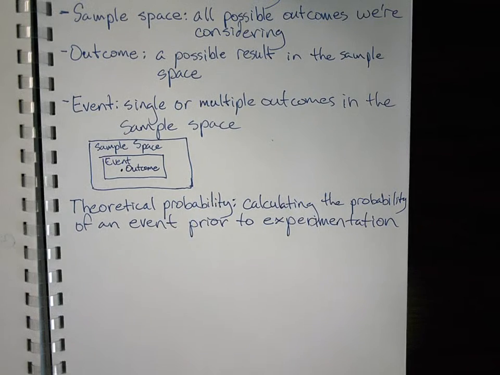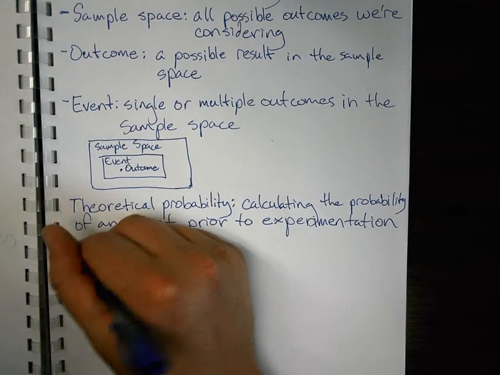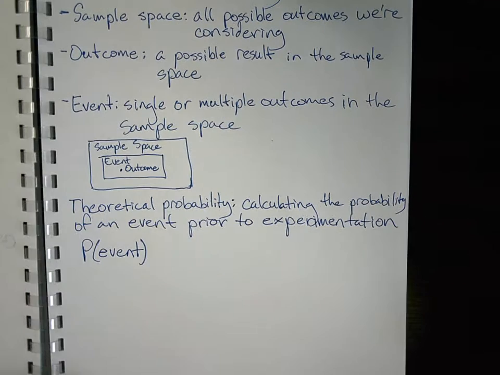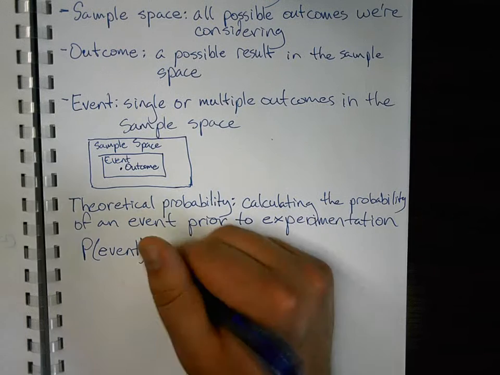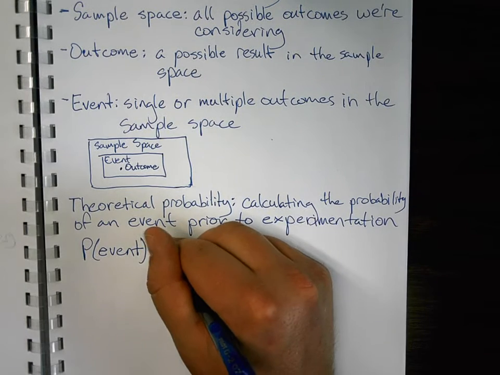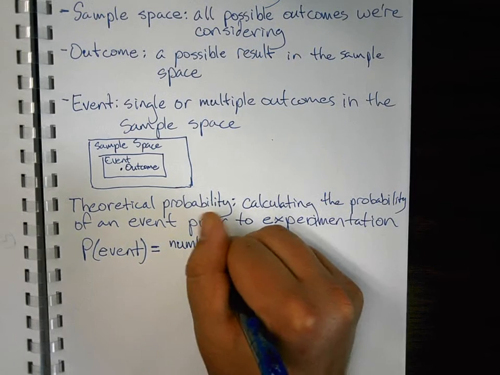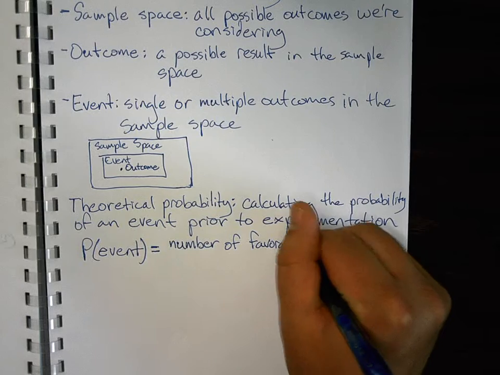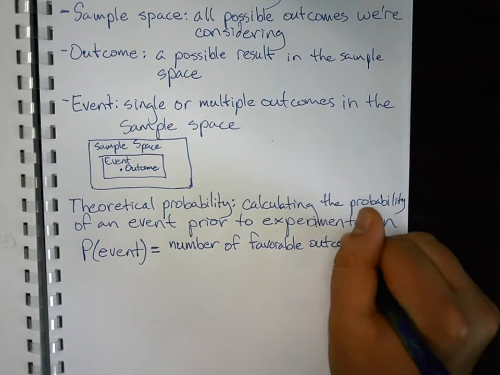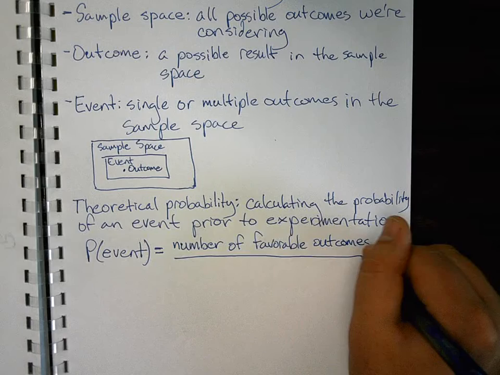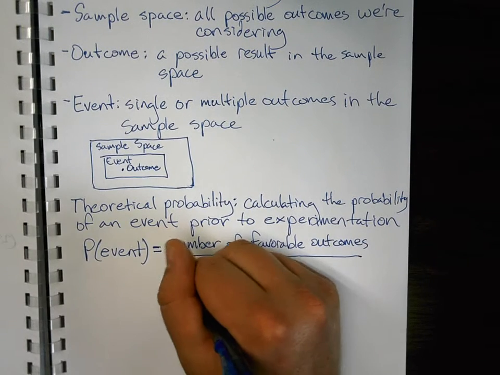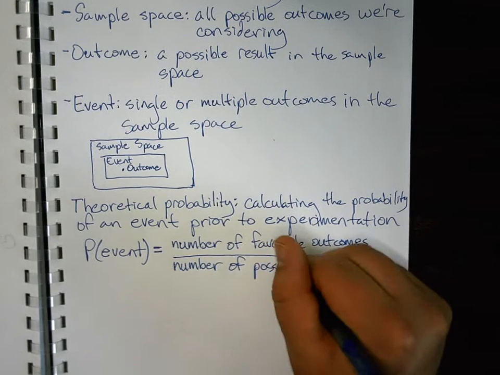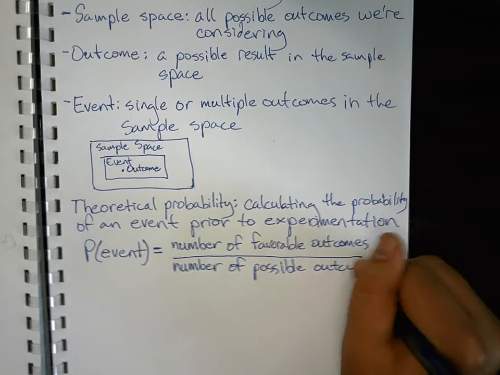Right. So we'll express that in terms of this. P of event, this is how you write probabilities. So the probability of some event, big P standing for probability, is the same as the number of favorable outcomes divided by the number of possible outcomes.